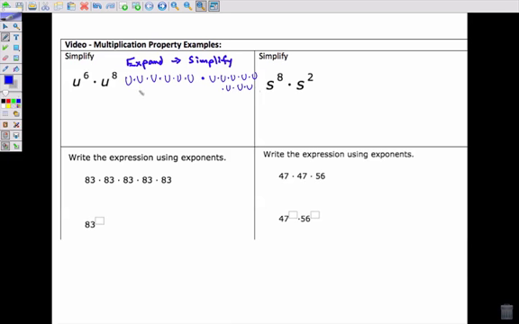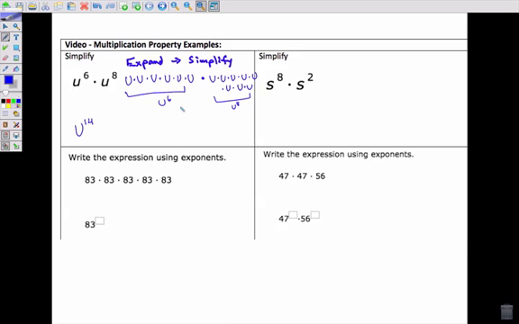Okay? So you've got u to the 6th represented right here, and u to the 8th represented right here. And if I then look at this all as one piece, I've got u times itself written 14 times. Okay? So if I just count these up, I would get 14 of them, which gives me u to the 14th.